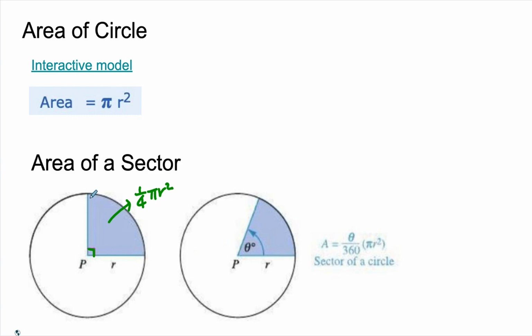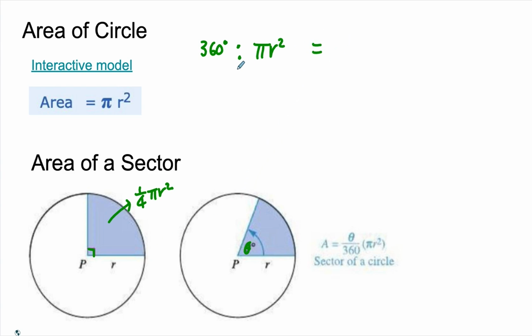But you're not always given a 90-degree angle. You can have different angles. So for example, if you are given theta angle, well, any angle, okay, then what do we do? We can think about the relationship. So proportion comes to play here again. We know that pi r squared is the total circle's area, with 360 degrees for the total circle, right? So compare that with 360-degree angle.